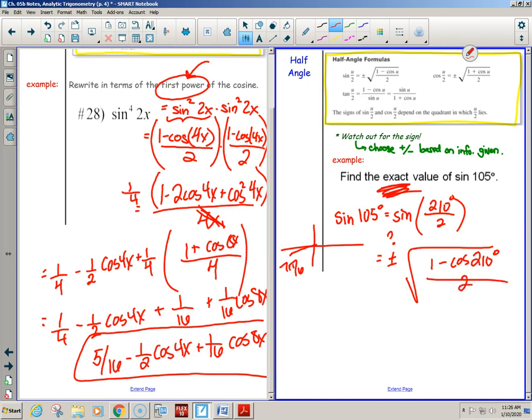I can't do sine of 105, but I can do cosine of 210, which is the same thing as 7 pi over 6. So cosine of 7 pi over 6. 1, 2, 3, 3, 2, 1. Square root of 3 over 2 with a negative. This is in the third quadrant. Minus a negative.